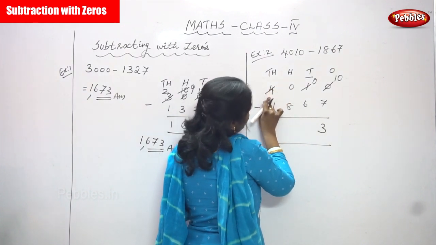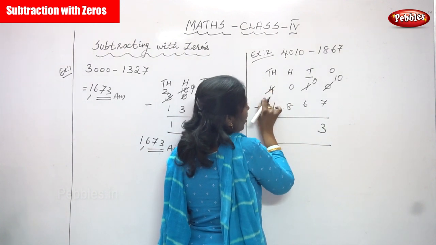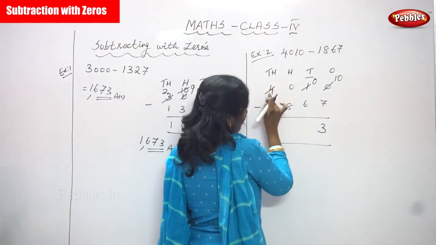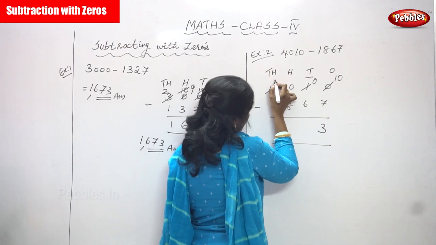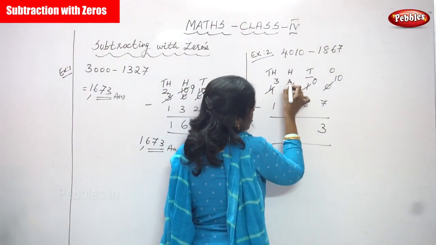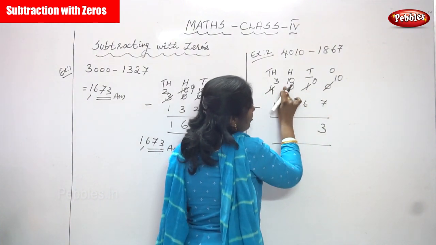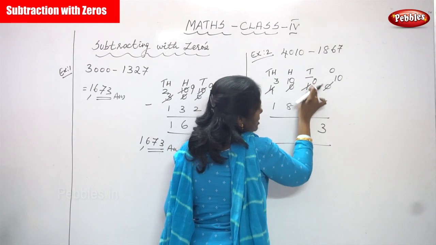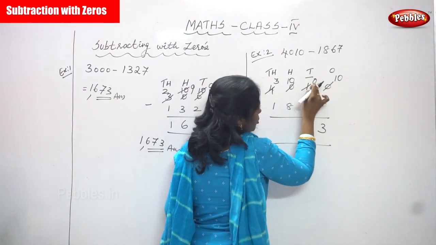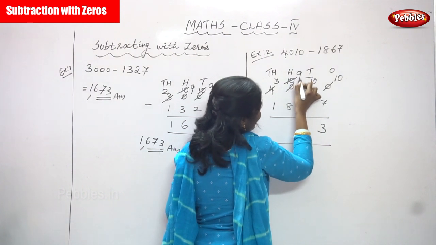What is the number in the thousands place? 4. You have to borrow 1 from the thousands place, so this 4 becomes 3. This 0 becomes 10. Now we are going to subtract 1 from the hundreds place, so this 0 becomes 10 and the hundreds place 10 becomes 9.